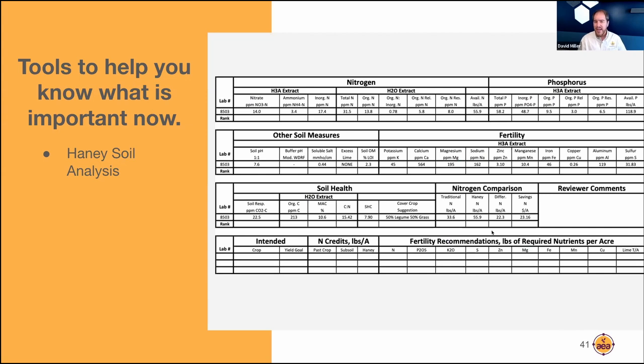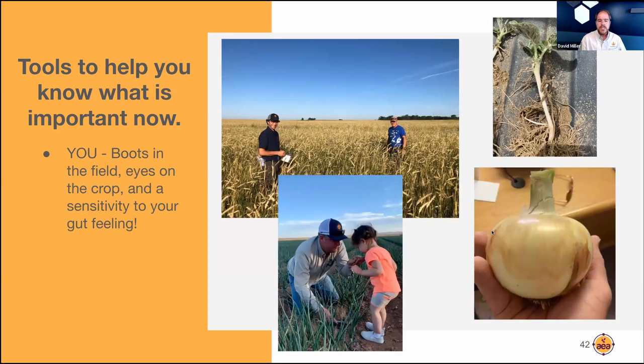Another one that's maybe not as relevant for in season and for right now is the Haney analysis, and yet it can be a tool that helps you understand what's in the soil, what's available in the soil, what's the level of microbial activity that I have, what's the level of carbon that I have, and what are the forms of carbon that I do have. Is it very available? Is it not available? And so forth. And then the other tool is you yourself.